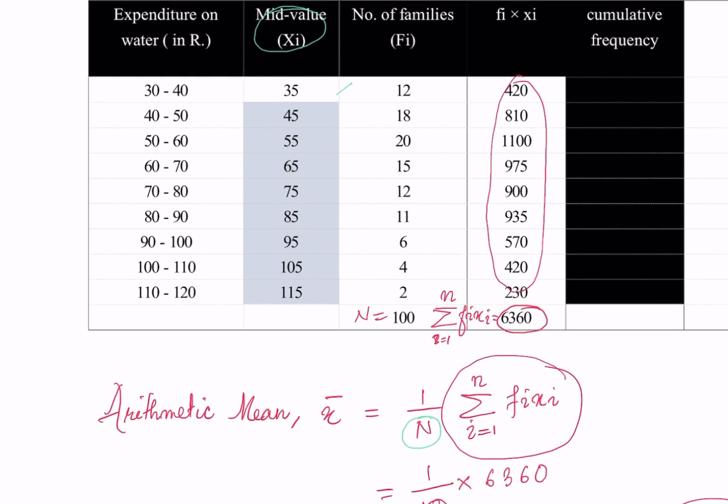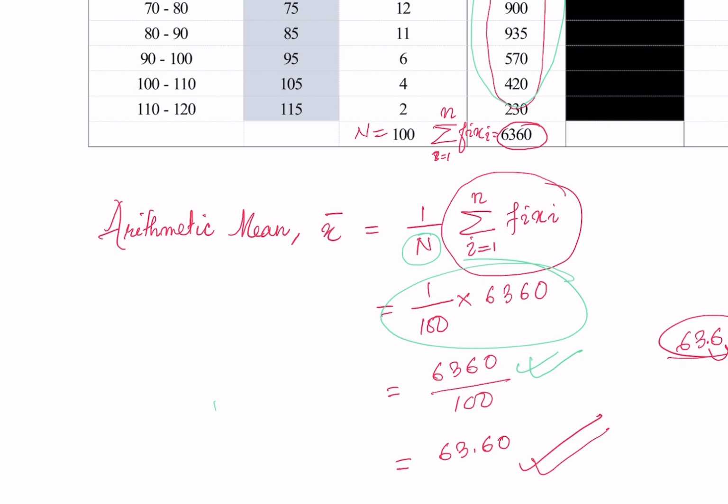Then you have to multiply according to the classes, and whatever answer you got, you have to add all of them and then divide by the sum of the frequencies. And this is how we got the answer for arithmetic mean. This is one of the ways to find arithmetic mean. There are many methods, direct and indirect, but let us learn the basic one first.